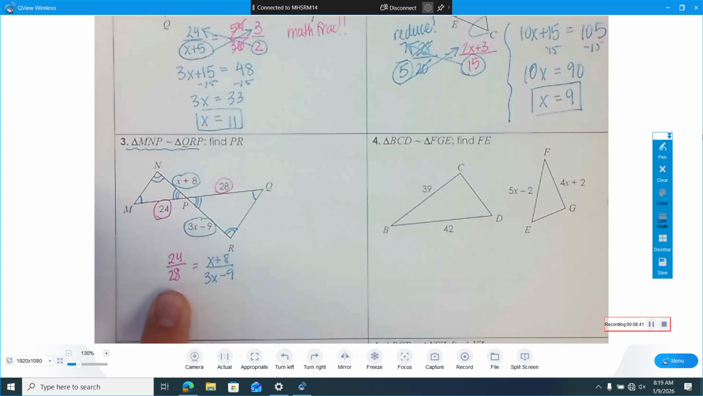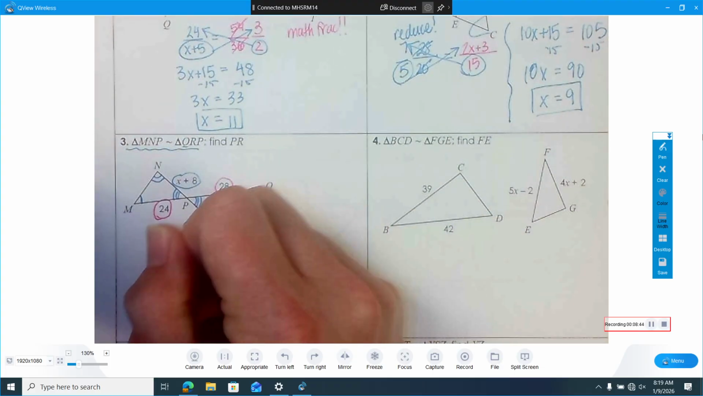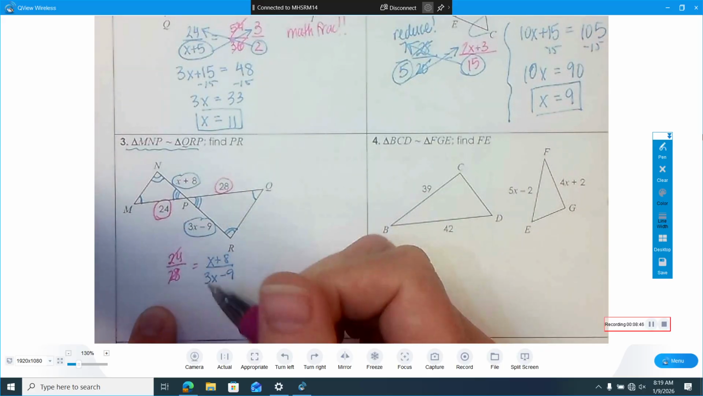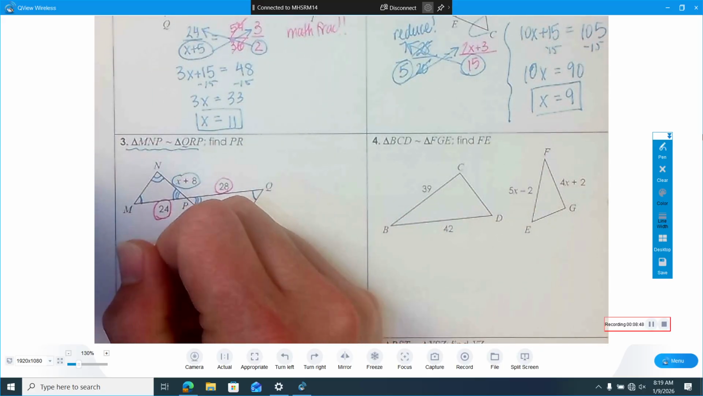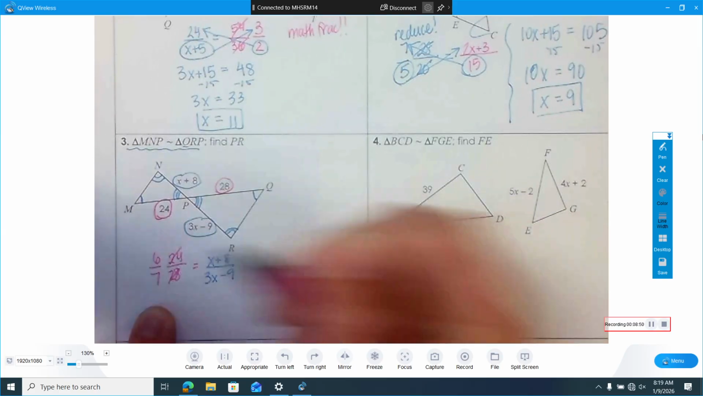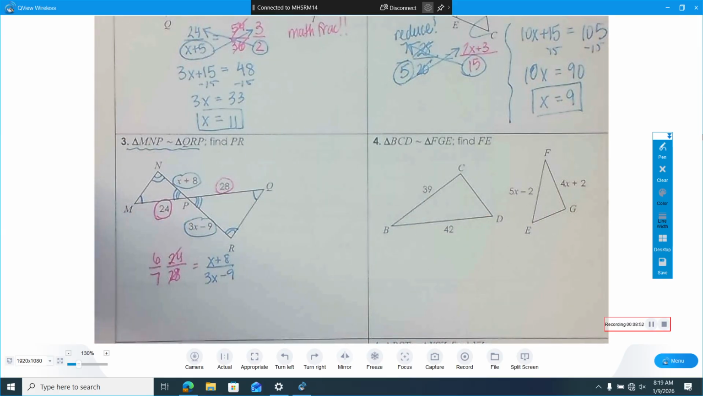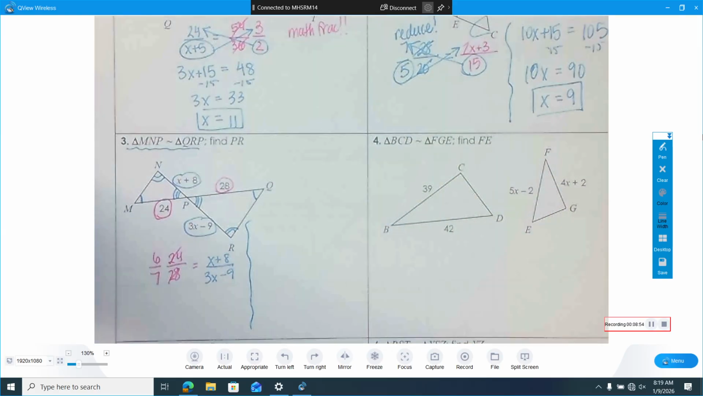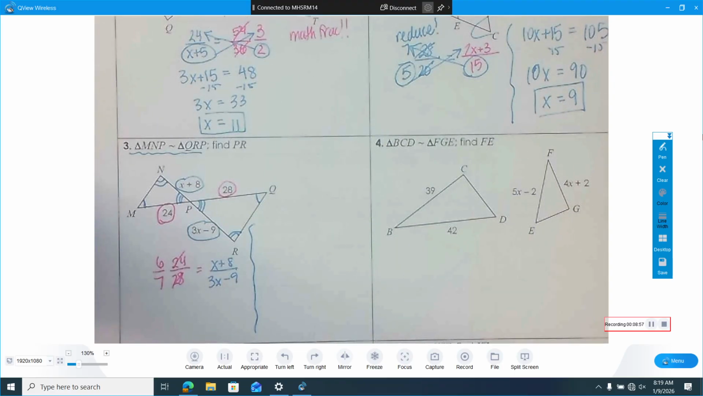What should we do with 24 over 28? Reduce for sure. They both divide by 4. So divide by 4, we get 6 over 7. It happens so much in math. It's like every third problem.